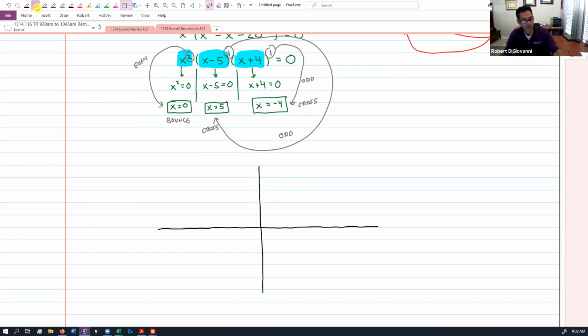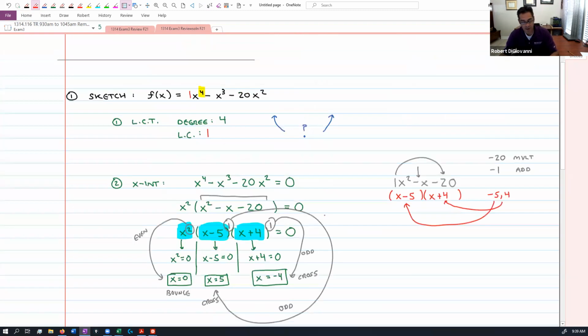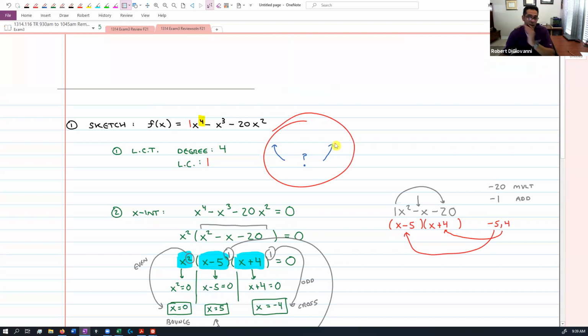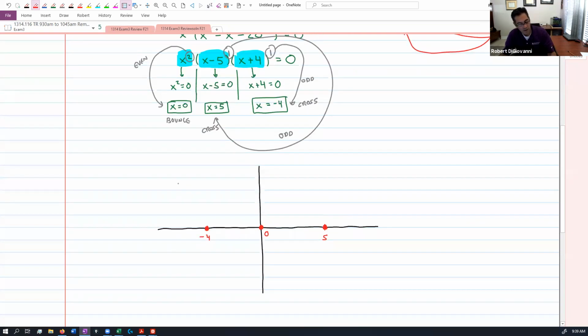I'm going to start by plotting my x-intercepts. I have 1 at 0. I have 1 at negative 4. And I have 1 at 5. The next thing I'm going to use is this part right here that tells me that both sides go up. So I know on the left side this has to go up. And I know on the right side, it has to go up also. And now what I'm going to do is continue drawing this and make sure that when I get to my x-intercepts, I do what I'm supposed to do.